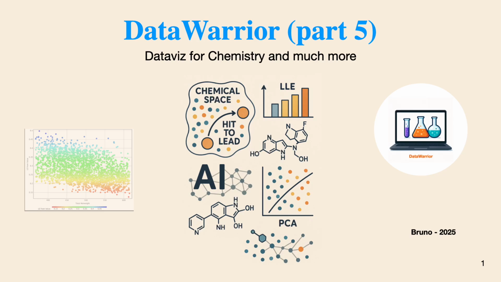Hi everyone. In today's session, we are going to explore two metrics that can support hit selection. They are called ligand efficiency and lipophilic ligand efficiency. These metrics have been the subject of much debate, and that is perfectly fine. Healthy debate means people care about improving the process.